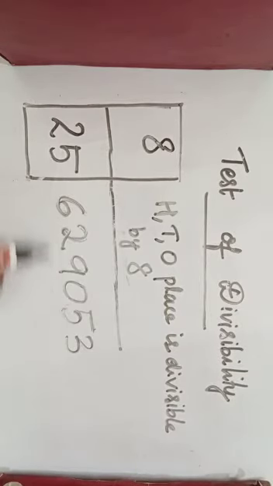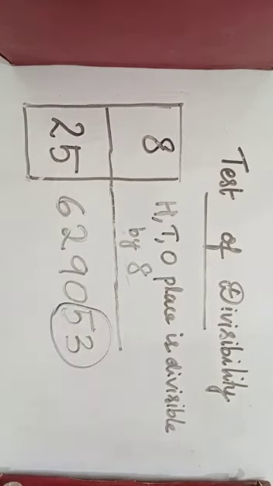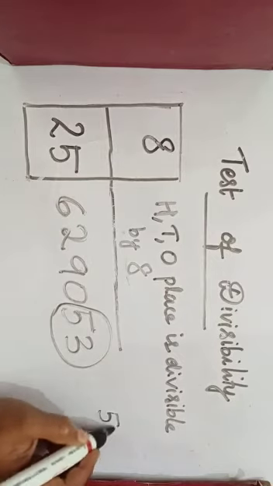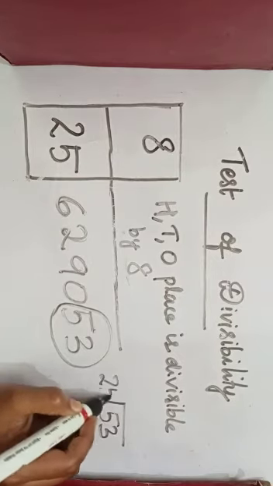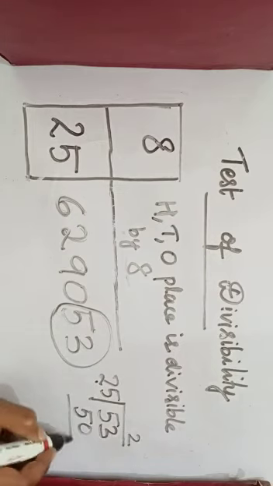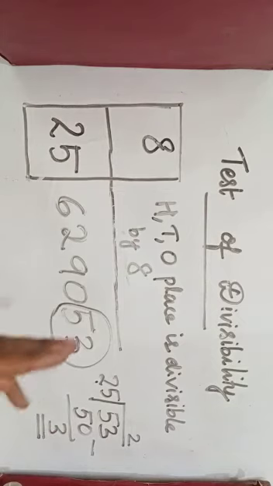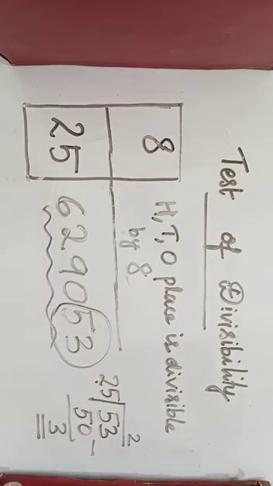Next, we are going to check whether this number is divisible by 25 or not. For checking that, we need to check the last 2 digits, the ones place and tens place. 53 divided by 25. 25 into 2 is 50. If we subtract, we get the remainder 3. That is, 53 is not divisible by 25. So we can say that the number 6,29,053 is not divisible by 25.